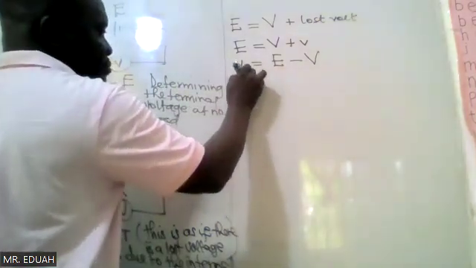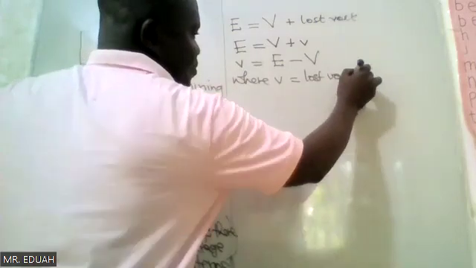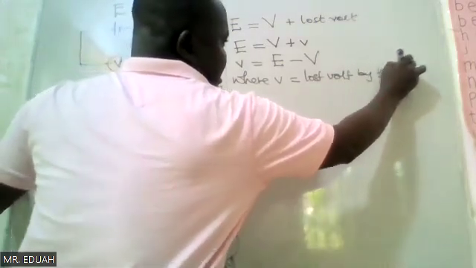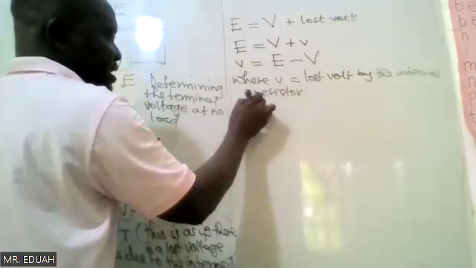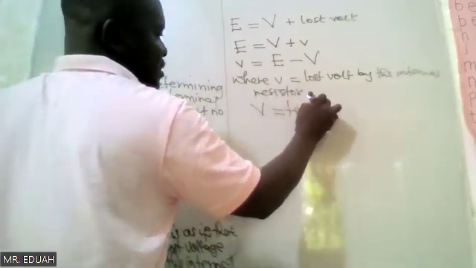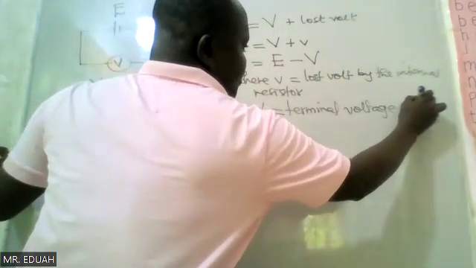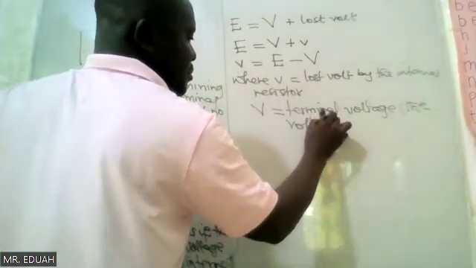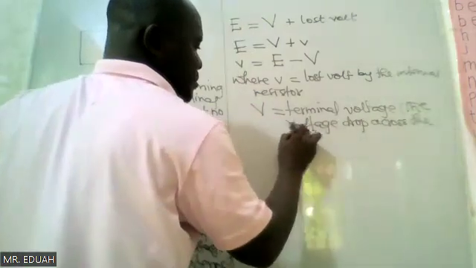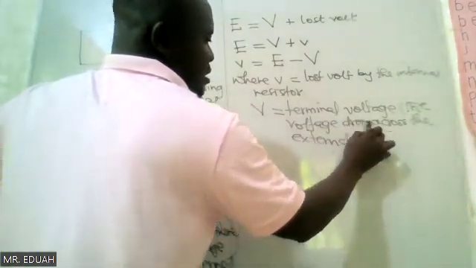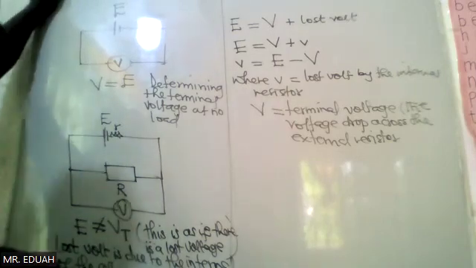So where small v is equal to the lost volts by the internal resistor, and V is equal to the terminal voltage, the voltage drop across the external resistor. Of course, E is the EMF of the battery.